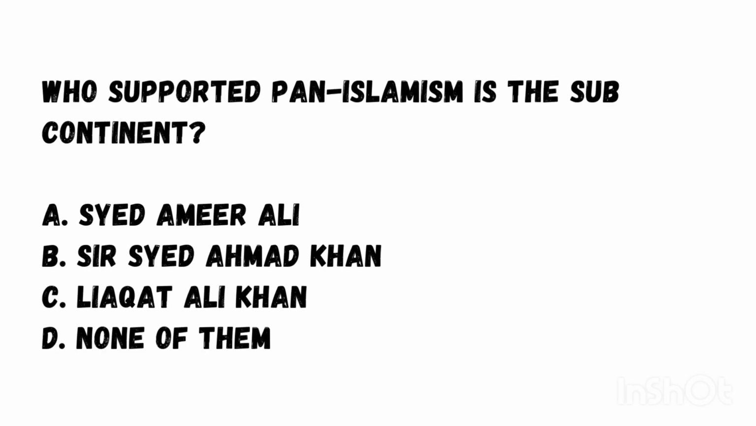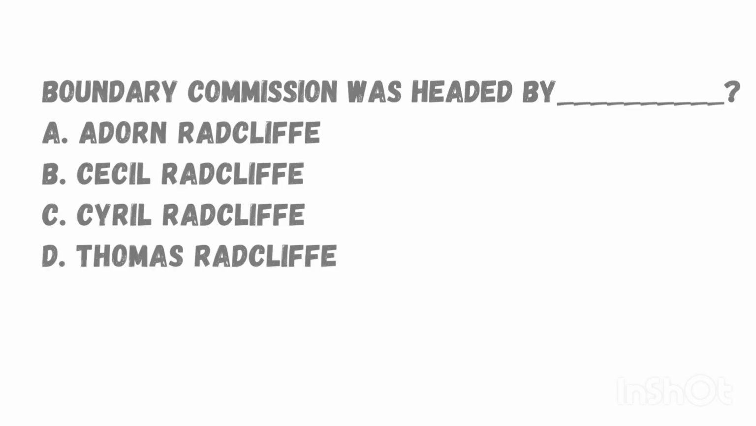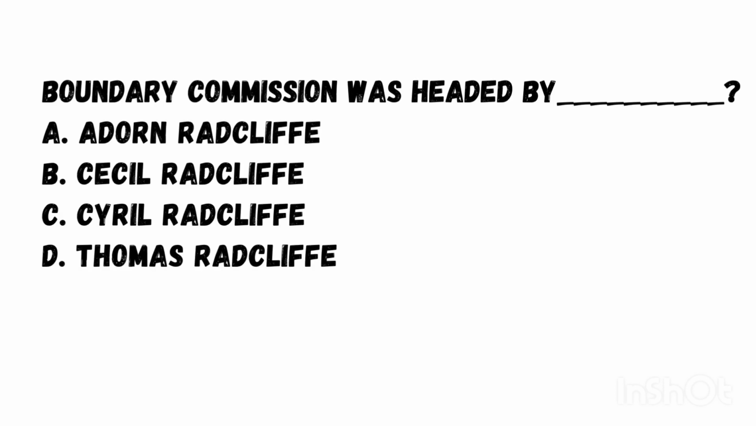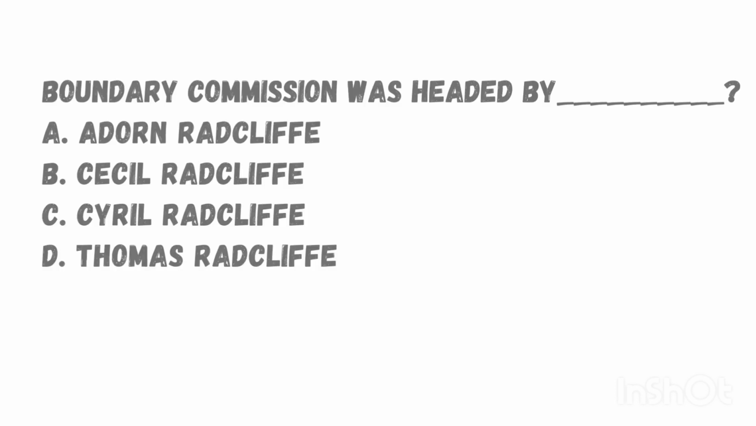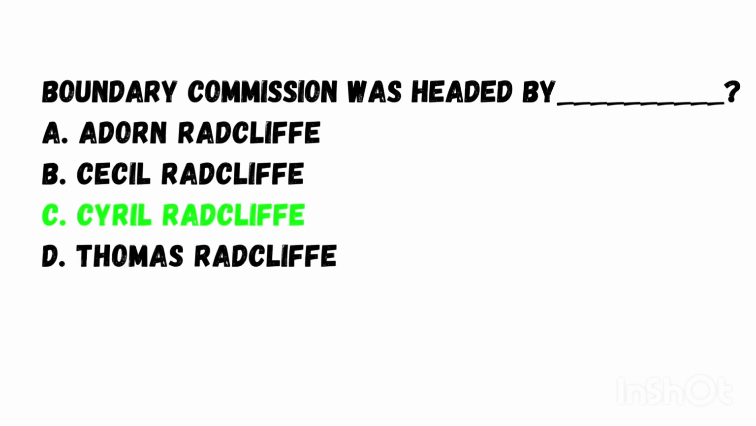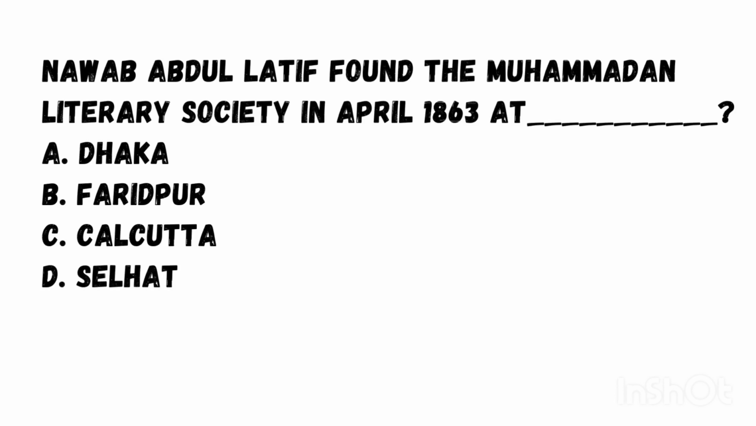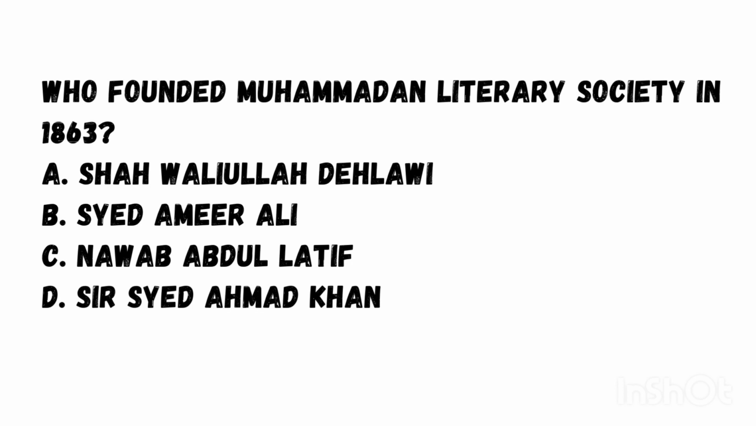Who supported the Pan-Islamism in the subcontinent? Sir Syed Ahmad Khan. Boundary Commission was headed by Cyril Radcliffe. Nawab Abdul Latif founded the Muhammadan Literary Society in April 1863 at Kolkata. Who founded the Muhammadan Literary Society in 1863? And the answer is Nawab Abdul Latif.